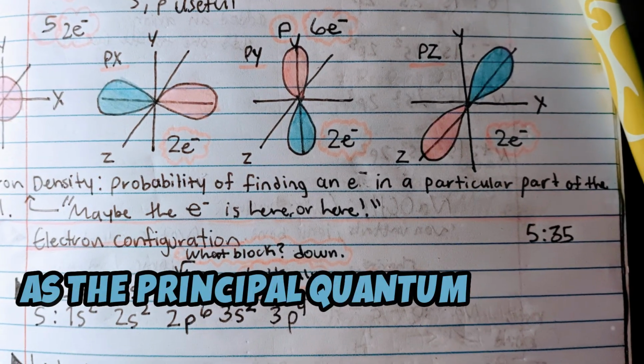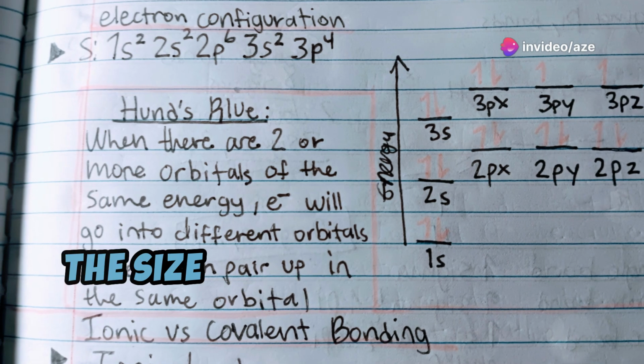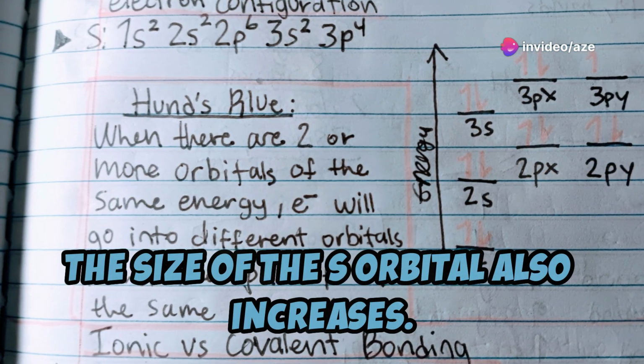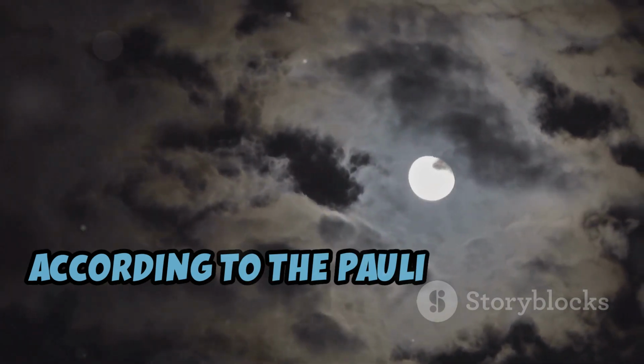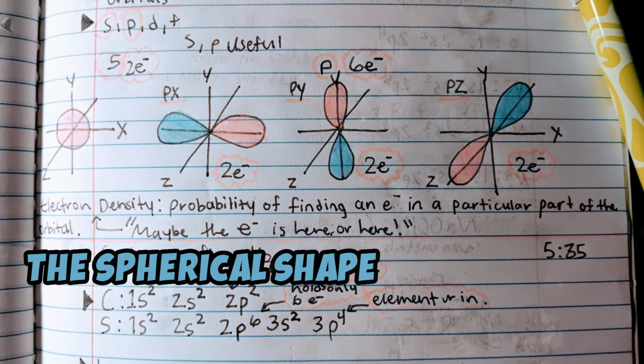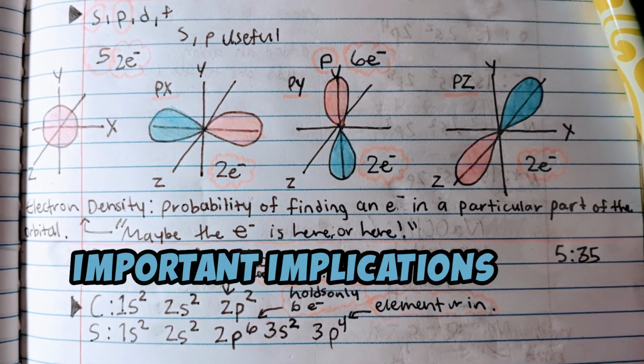As the principal quantum number, n, increases, the size of the s orbital also increases. Each s orbital can hold a maximum of 2 electrons according to the Pauli exclusion principle. The spherical shape of s orbitals has important implications for chemical bonding.